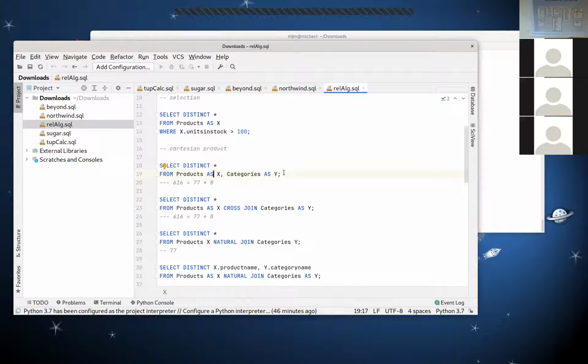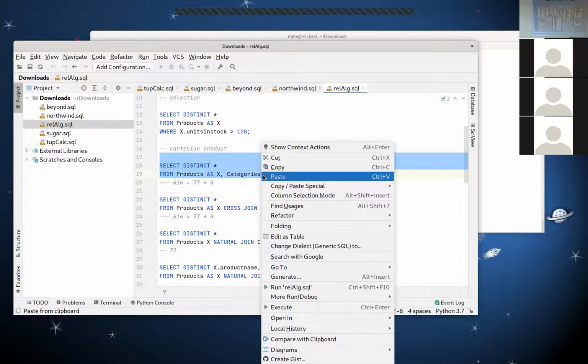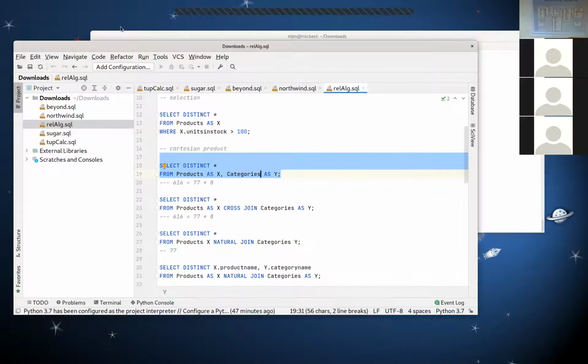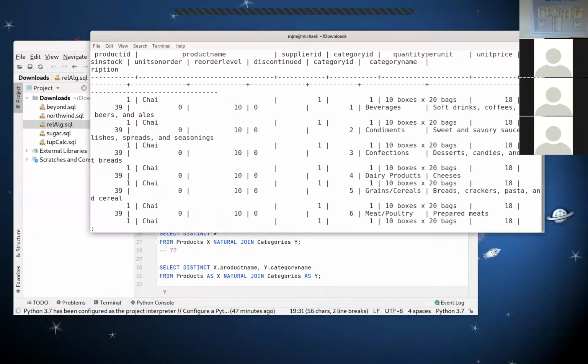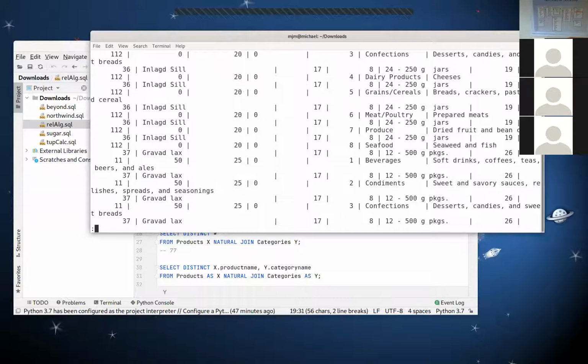Right here, this is a Cartesian product. Notice how the Cartesian product just pops out naturally from the combination. We have select distinct here. So this is doing all the possible combinations. Grabad locks is being paired with all the different categories. So is Grabad locks a dessert, candy, or sweetener?